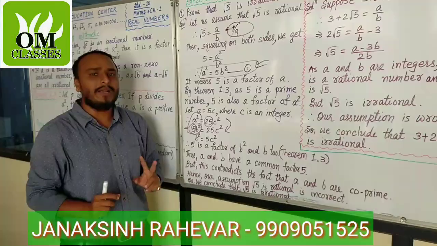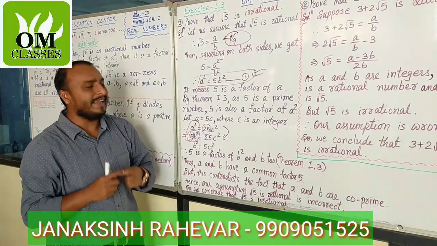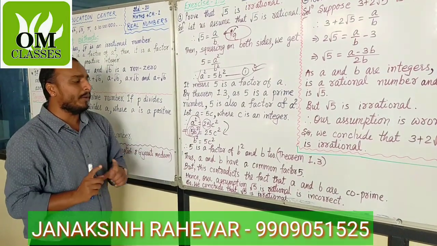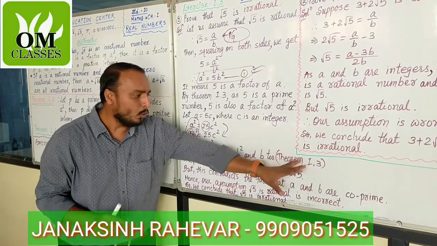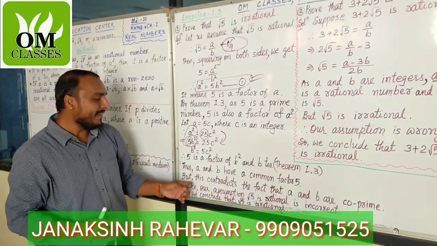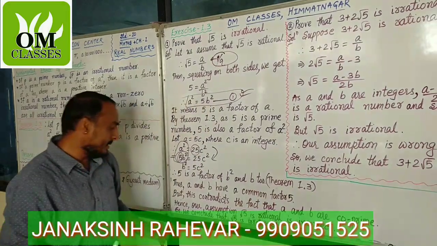So जब दोनों का common factor है, when two numbers have common factor except one, then both numbers are known as co-prime numbers. Means 5 is a factor of b square and b. We have written a and b have a common factor 5. So we can see that a and b are co-prime numbers.